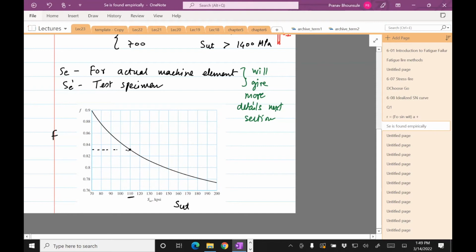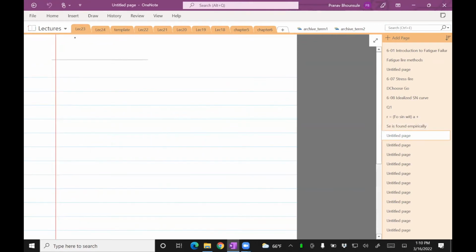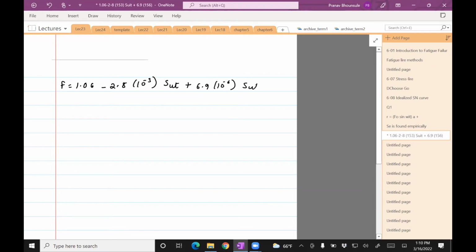There are some formulas for F, and I'm running out of time. I'm going to write the formulas later in this section, but there are some formulas which give you this line, which I've shown you there, and then you can use the formula, or you can use that plot. Okay, so here it is. F is 1.06 minus 2.8 times 10 raised to negative 3 SUT plus 6.9 times 10 raised to negative 6 SUT square.